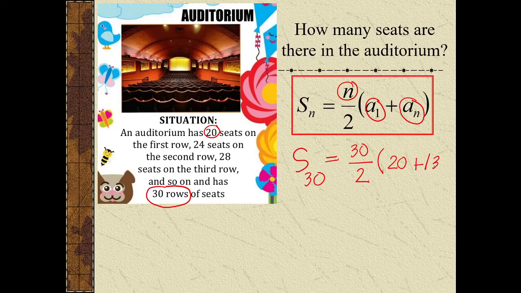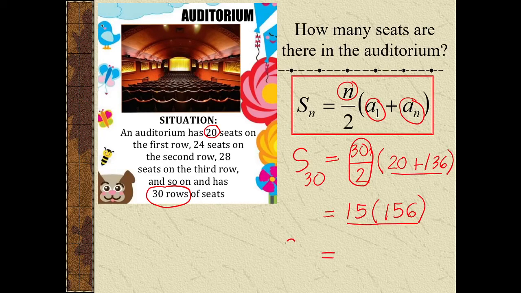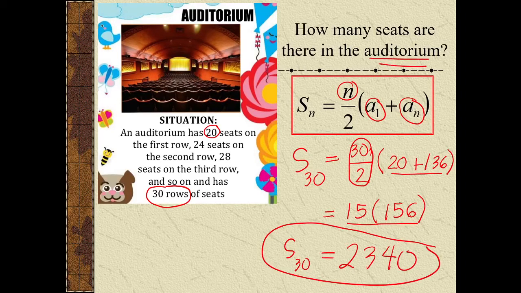Plus 136. Okay, let's calculate this. 30 over 2 is 15. Then 20 plus 136 is 156. 156 times 15. Multiply 15 times 156. It's a big number, quite a big number. The answer is 2,340. So meaning the auditorium has 2,340 seats. Is our problem clear?